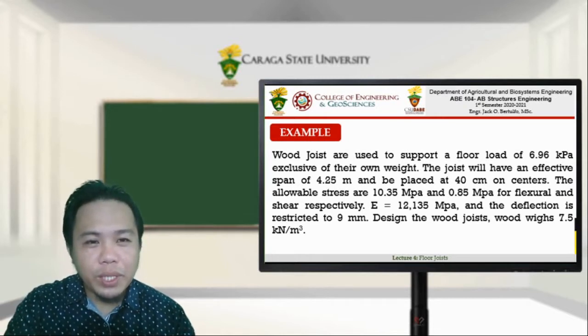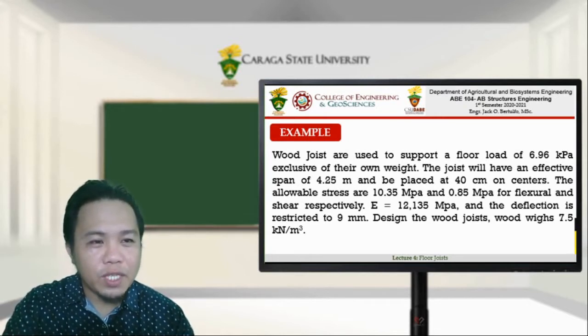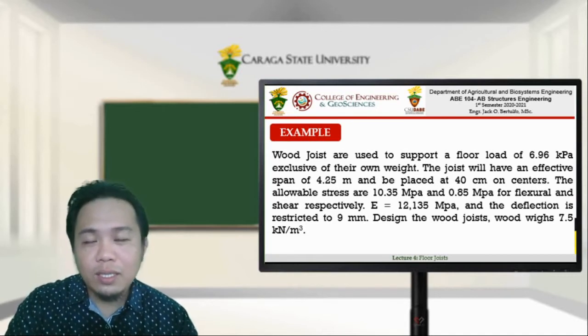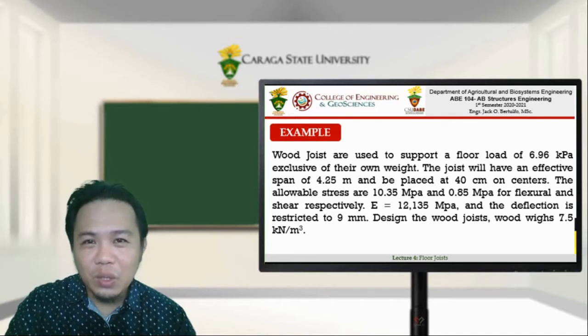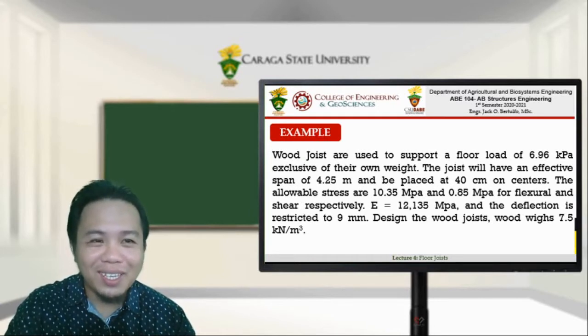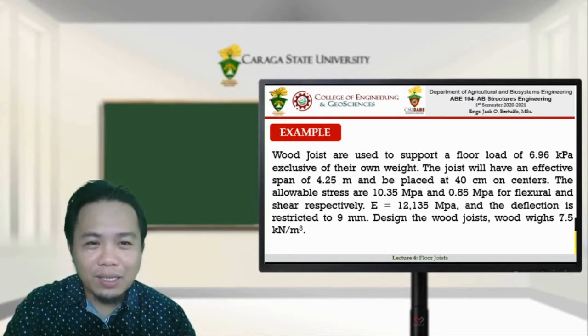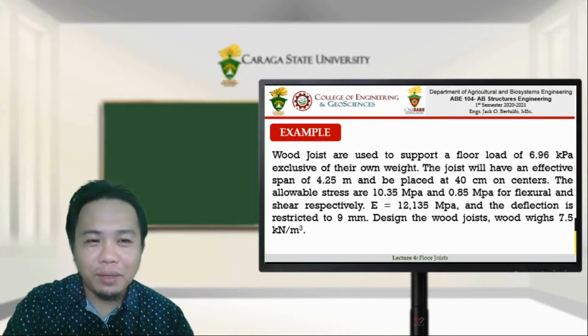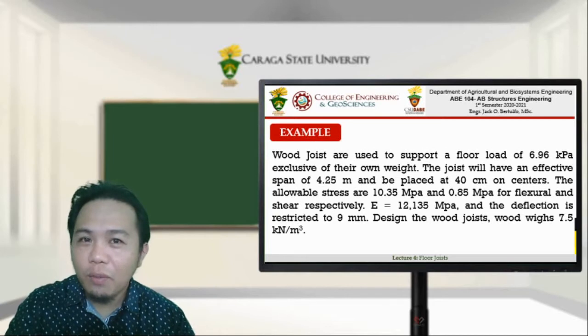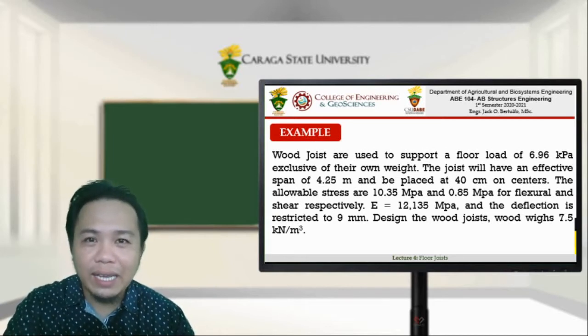Wood joists are used to support a floor load of 6.96 kPa, exclusive of their own weight. So, let us neglect the weight of the beam, the floor joist. Okay? So, the joist will have an effective span of 4.25 meters and be placed at 40 centimeters on center. So, the spacing for the floor joist is 40 centimeters, then its length is 4.25.